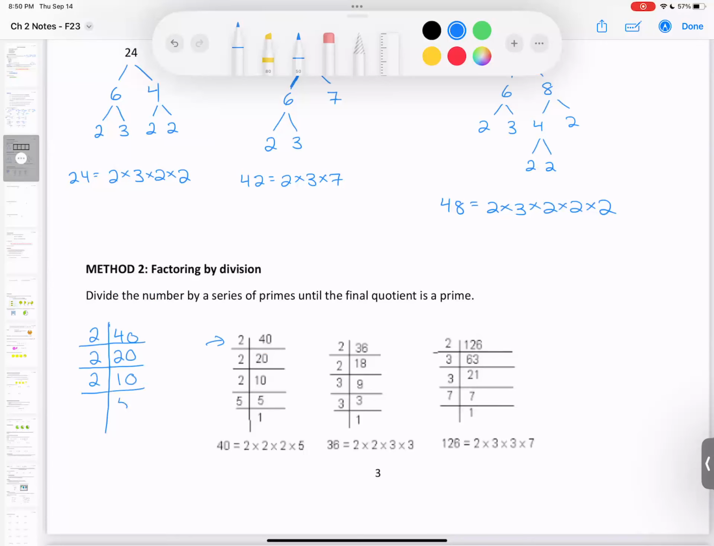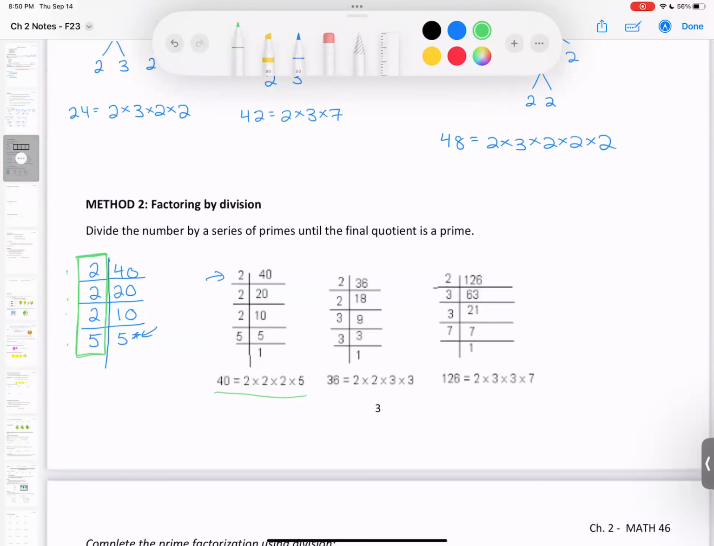10 divided by 2 gives me 5, and 5 is prime, so I could do 5 divided by 5, which gives me 1. Or we could actually just leave it here because we know that that 5 is prime on the right. We have got to a prime number. So if we were going to write the prime factorization, it's going to be all the numbers that appeared on the left column of that table until you were able to reduce the number you started with down to a prime number. So we would end up like we have over here with 40 equals 2 times 2 times 2 times 5.